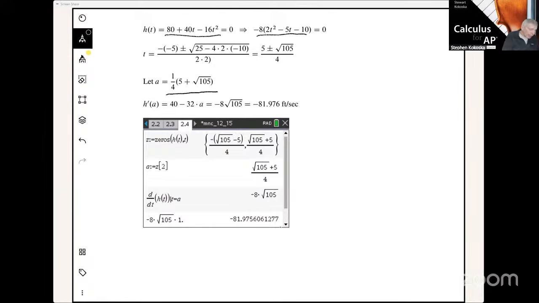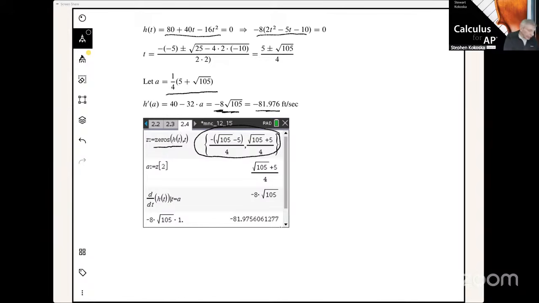What's the velocity when it hits the ground? That's the derivative of h at that value, which I called a. There's the analytical expression. There's the numerical expression. And son of a gun, this is really cool that you can do this with the Nspire. Here are the zeros of h of t. Look at that. There are my two analytical expressions given to me by the TI-Nspire. And Tom always reminds me to remind everyone that this is the CAS version.